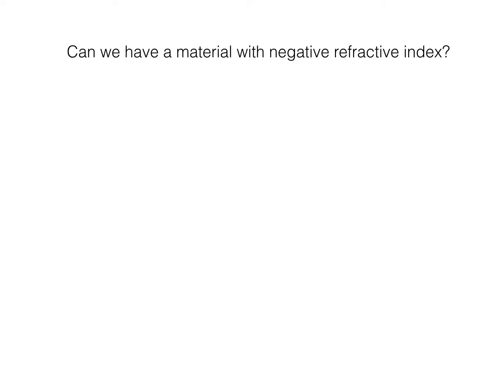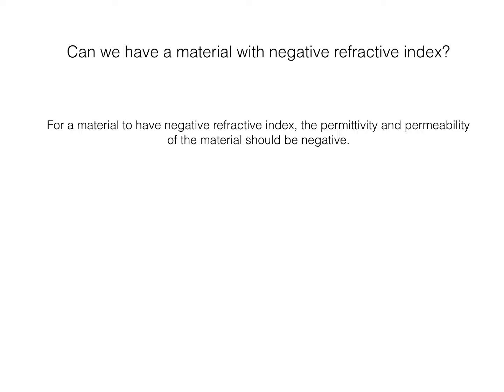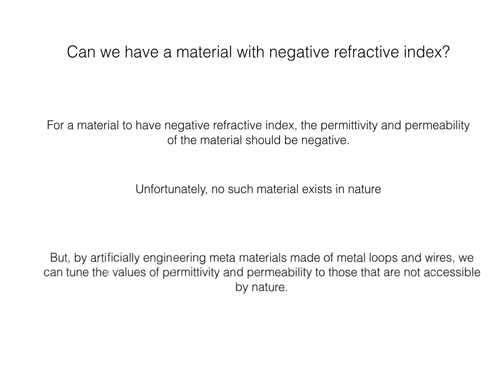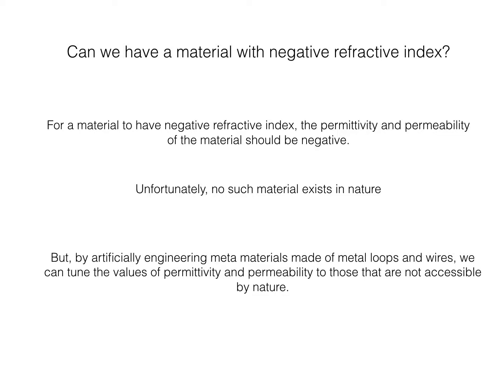Can we have a material with negative refractive index? For a material to have negative refractive index, the permittivity and permeability of the material should be negative. Unfortunately, no such material exists in nature. But by artificially engineering metamaterials made of metal loops and wires, we can tune the values of permittivity and permeability to those that are not accessible by nature.